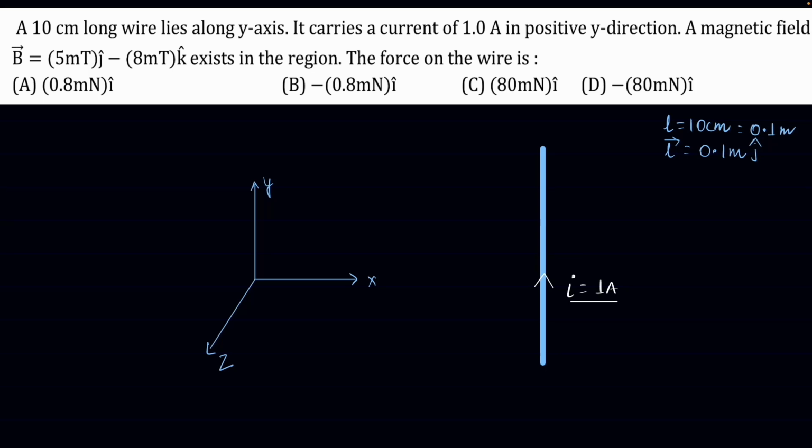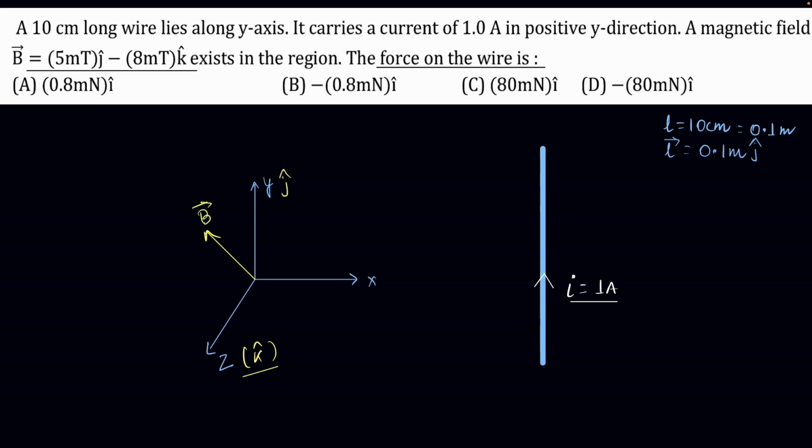Now we have a magnetic field, and its magnitude as well as direction is given. It lies along the y-axis and z-axis. It means that the magnetic field lies somewhere in this region. Somewhere this is the direction of the magnetic field, because we have j cap given and k cap given. So based on that, the zy plane is where the magnetic field lies. Now we have to find how much force is on the wire.